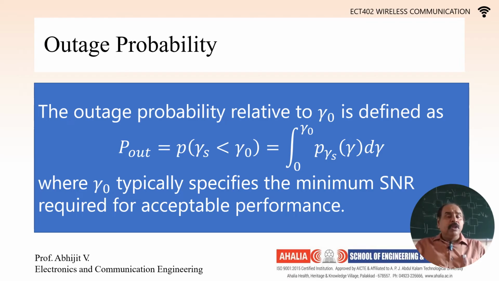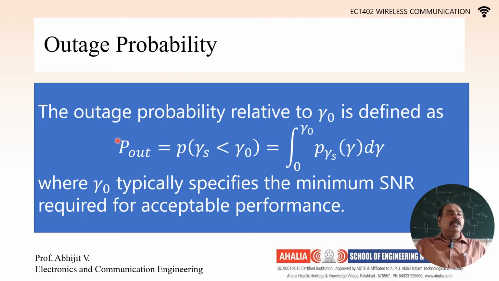Definition of outage probability. The outage probability relative to gamma naught is defined as P out. P out is equal to P of gamma S less than gamma naught, which is equal to the integral from 0 to gamma naught of P gamma S of gamma d gamma, where gamma naught typically specifies the minimum signal to noise ratio for acceptable performance. So this slide gives you two definitions. One is the outage probability and the other one is gamma naught, which is the minimum threshold signal to noise ratio that is required for acceptable performance.